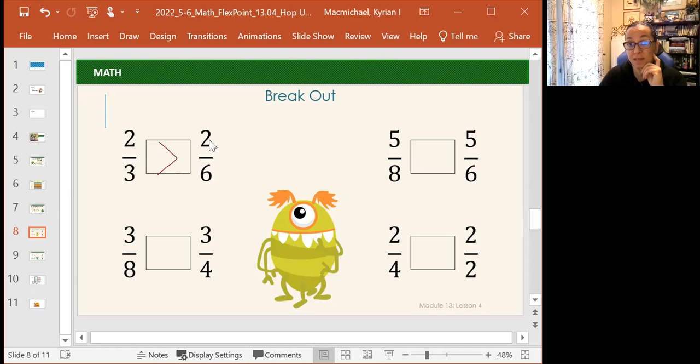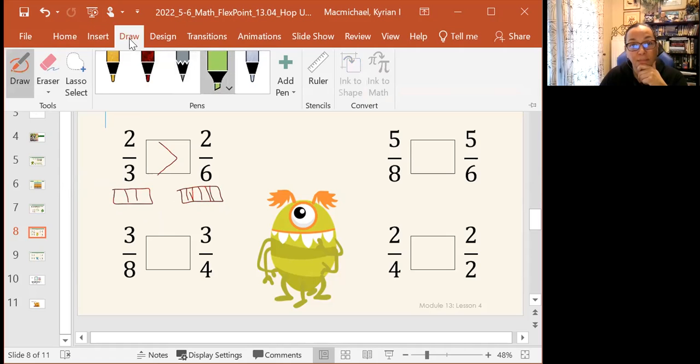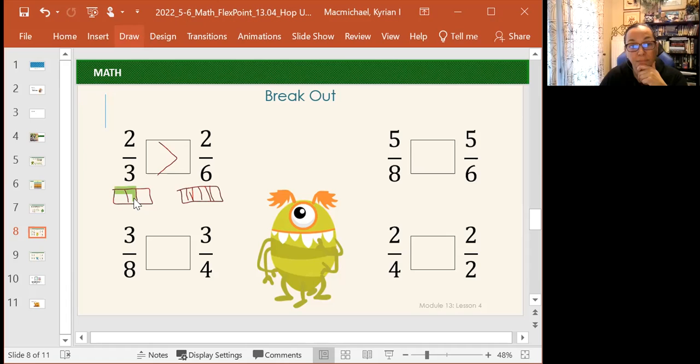When the numerator is the same and the denominator is different, the smaller the denominator, the larger the piece. The smaller the denominator, the larger the piece.